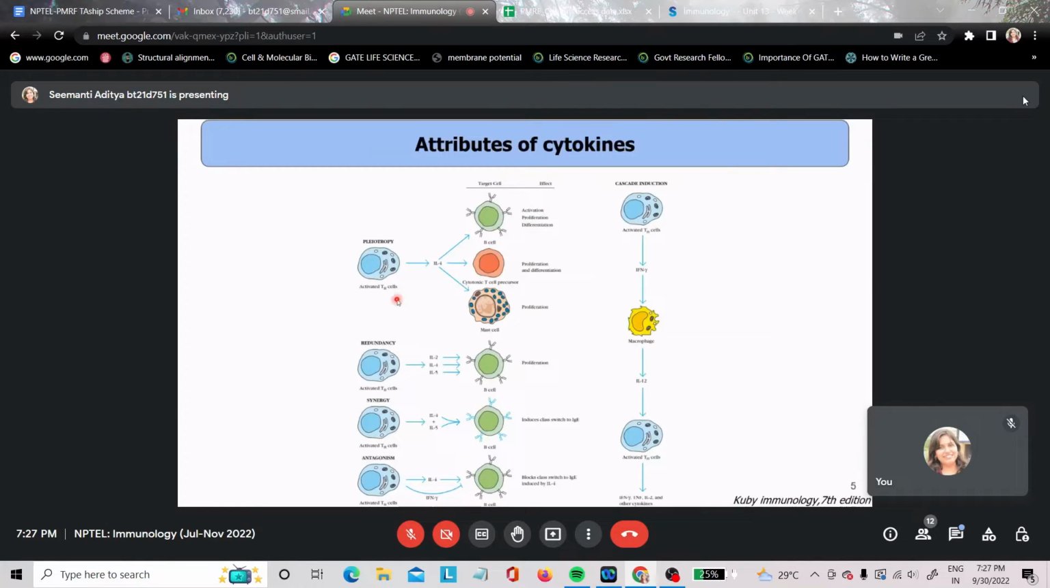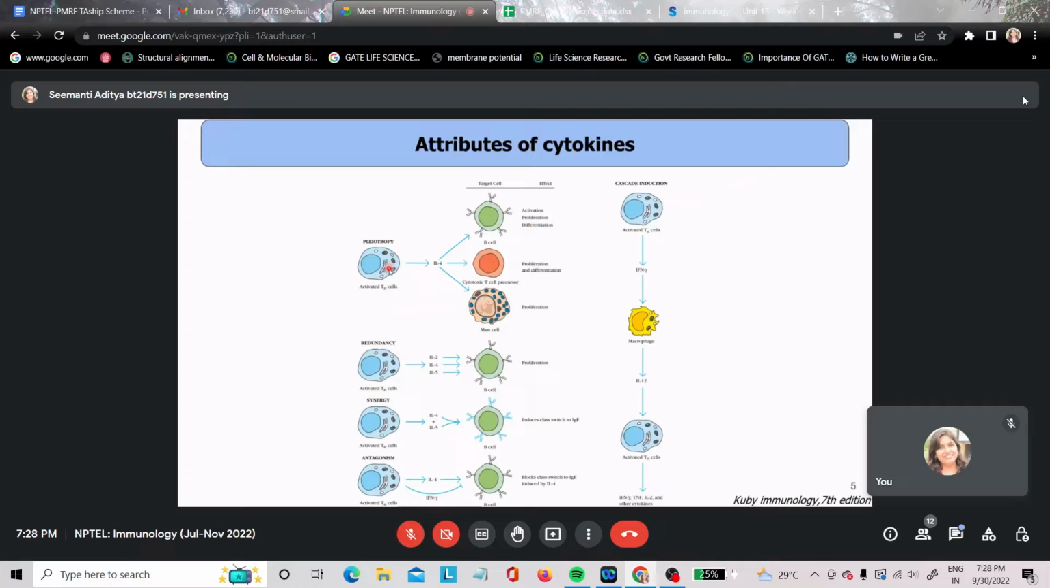So again, what do you mean by pleiotropy, redundancy, synergy, and antagonism? It is shown here in this diagram very beautifully. Pleiotropy, as I said, means that one particular cytokine can show different functions. For example, interleukin 4 acts in the activation, proliferation, and differentiation of the B cell. It helps in the proliferation and differentiation of cytotoxic T cell precursors as well. And it also helps in the proliferation of mast cells. So it can act on all these three cells and perform different functions in each cell. This is known as pleiotropy.